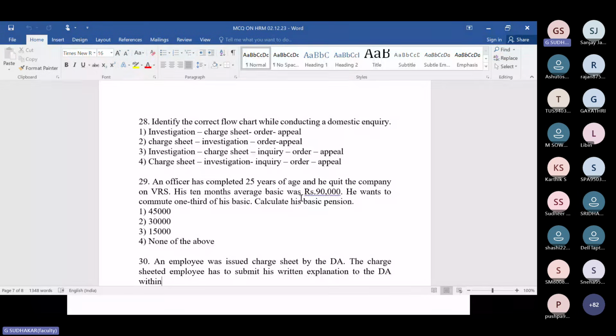First, initially, the vigilance officer will investigate the matter. If he finds prima facie evidence that an irregularity has been committed by the charge sheeted employee, he will report the matter to the HRM department of head office and DA will issue the charge sheet. That is the second part. Third part, inquiry by the inquiry officer, and the presenting officer will be conducted along with the CE, the charge sheeted employee. Fourth, the order will be imposed by DA after that. And after seeing the order, if he wants to make an appeal, he can make an appeal. That is the fifth point. The flowchart is correct: investigation, charge sheet, inquiry, order, appeal. All others are derailed.